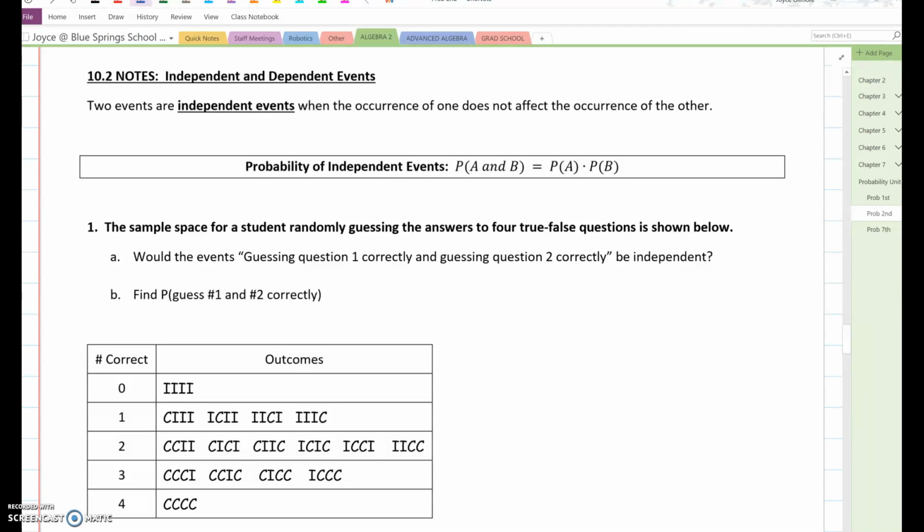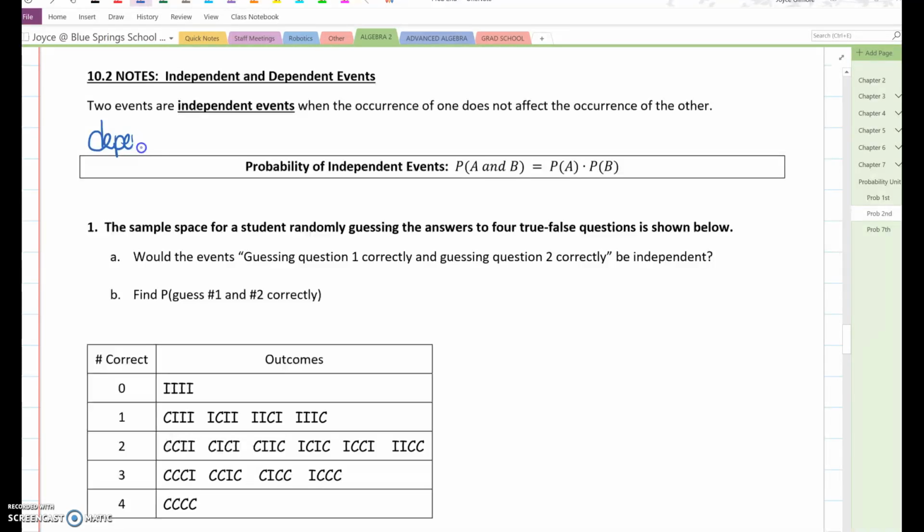The first thing we're going to talk about today is independent events versus dependent events. You're going to need to learn the difference between the words independent and dependent. Independent means that one thing doesn't affect the other thing. Like, I roll a die, and I roll a die again. I could roll a 6 three times in a row. What I roll on the first roll does not affect what I roll on the second roll.